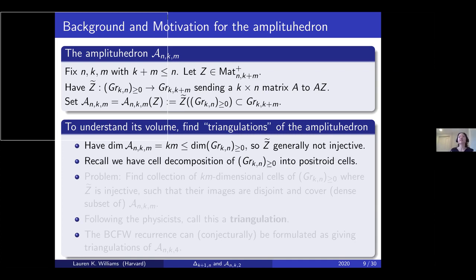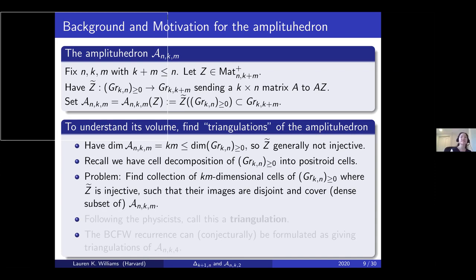But let's recall that we have this decomposition of the TNN Grassmannian into positroid cells. And so a very natural question is to find a collection of km dimensional cells of the TNN Grassmannian where the Z tilde map is injective, such that the images of cells are disjoint and they cover a dense subset of the amplituhedron. So we're basically trying to find pieces, cells in the TNN Grassmannian Gr_{k,n} which have the right dimension and map injectively to the amplituhedron such that they cover it.